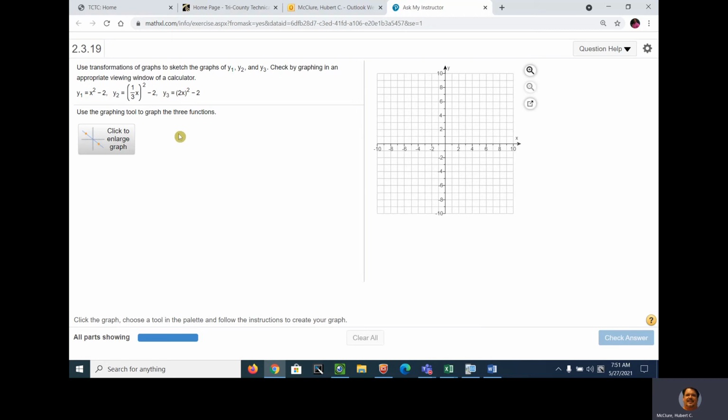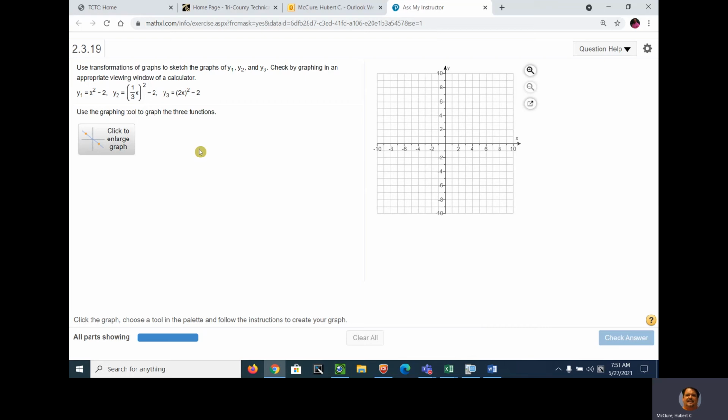First of all, I'm going to show you the correct way. And really, I think there's one part of this question that you can't get right no matter what, so I'm going to give everybody points on this question on the homework. The first one says y sub 1, I'm going to write everything down first, equals x squared minus 2.